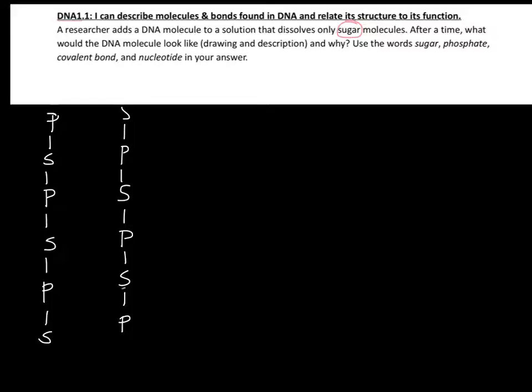The bonds that hold these sugars and phosphates together, those are called covalent bonds. Those are the strong bonds that are hard to break. The rungs of the ladder, or the middle of the ladder, are connected between the sugar molecules. So those sugar molecules have two bases attached between them. So it could be an A and a T, it could be a G and a C, or it could be in the other order, C and then G.